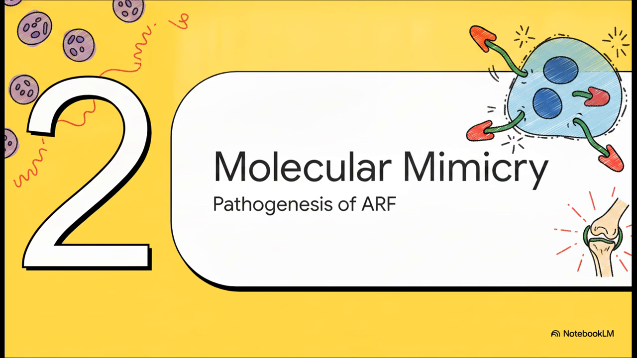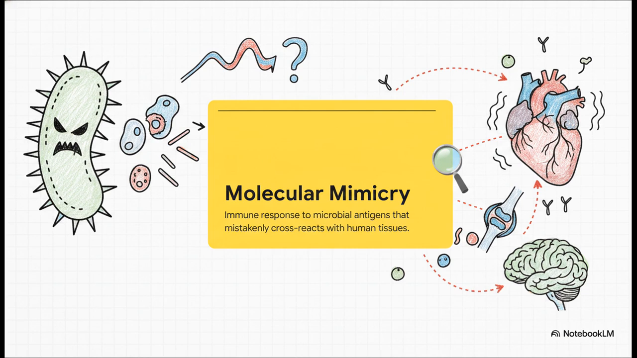Section 2. Molecular mimicry. Okay, let's dive into this, because this concept is the absolute foundation of the disease. How does a simple skin or throat infection turn into a massive systemic attack on the body? The most widely accepted theory is something called molecular mimicry. It's basically a tragic case of mistaken identity.